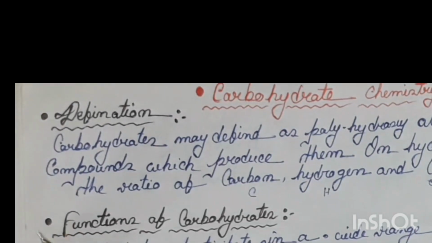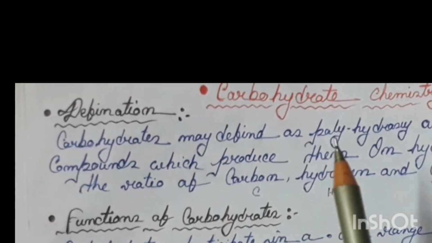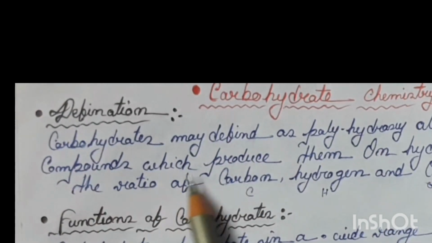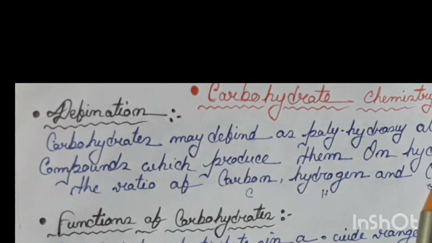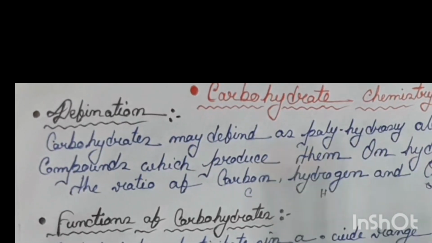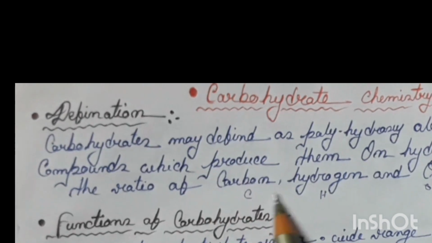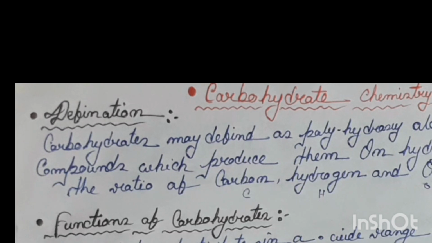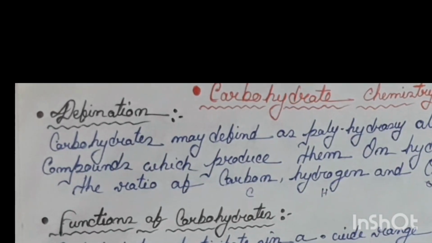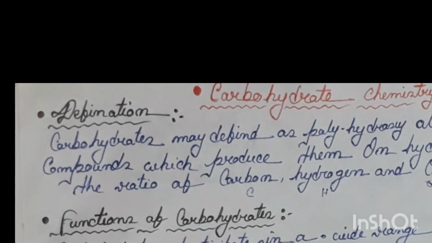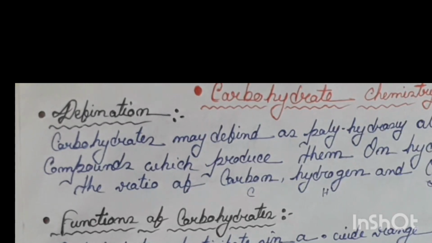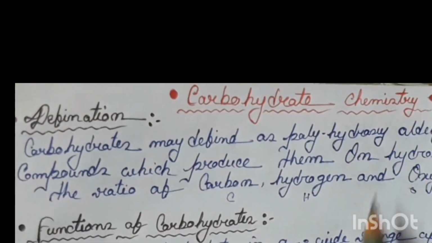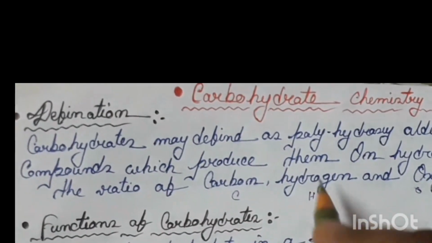Carbohydrate. First, the definition. Carbohydrate may be defined as polyhydroxy aldehydes or ketones, or compounds which produce them on hydrolysis. In carbohydrate, the ratio of carbon, hydrogen, and oxygen is 1 to 2 to 1. Carbohydrates have polyhydroxy groups; examples are glucose and fructose. Glucose has an aldehyde group, and fructose has a ketone group.